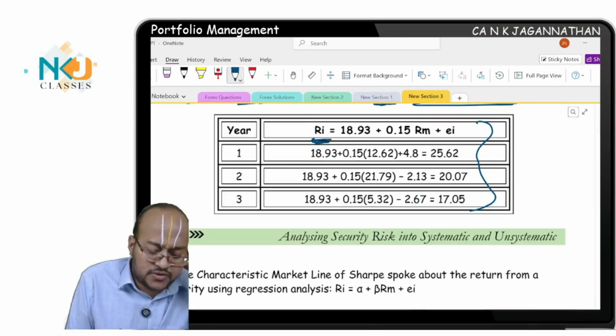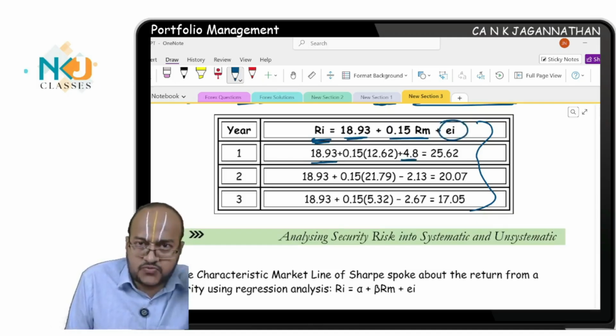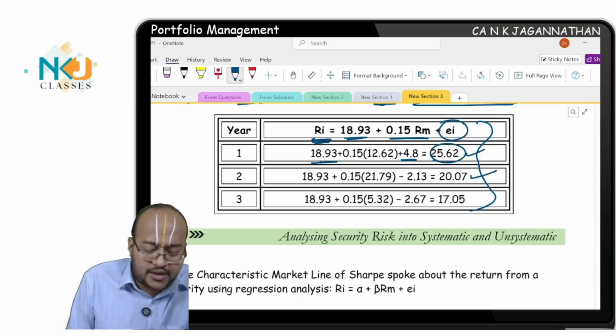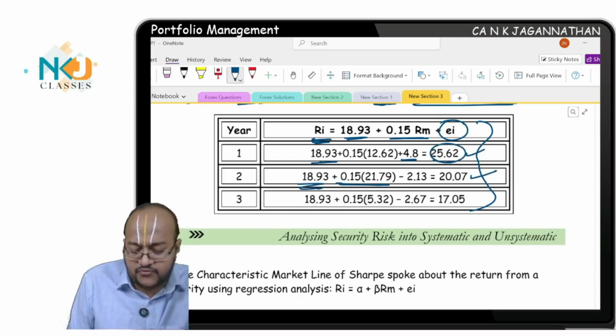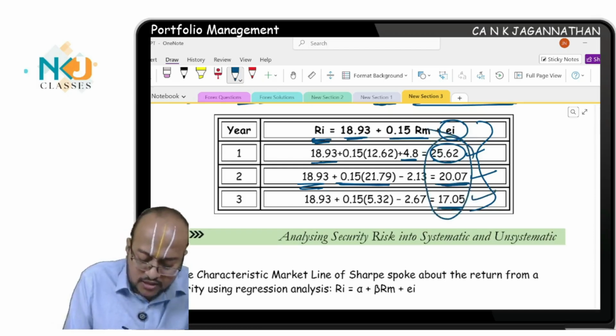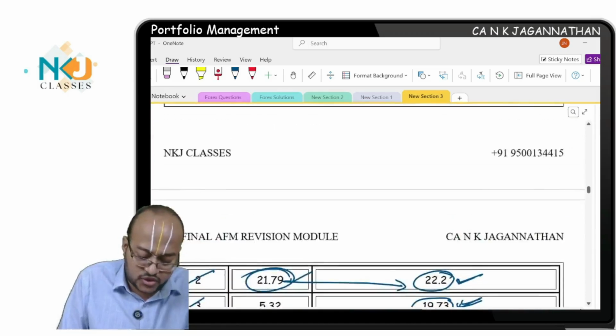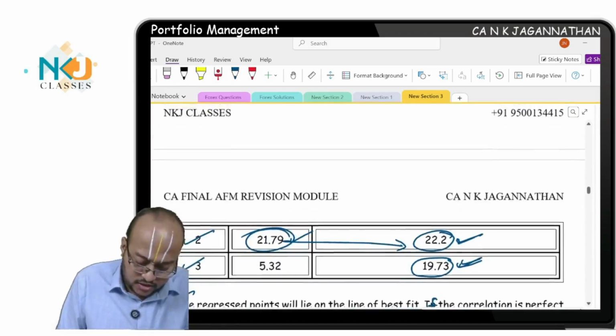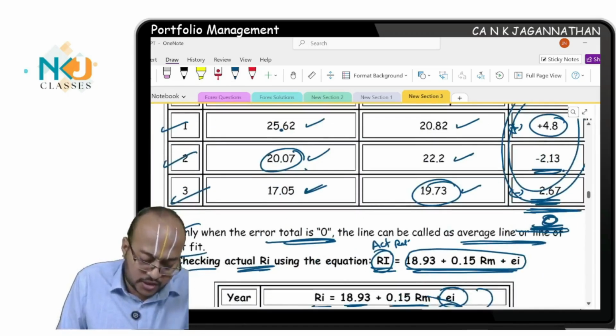So which means return of the security is 18.93 plus 0.15 Rm plus or minus the error term. Here 0.4 plus 4.48 plus 4.8, I add this 4.8, we get 25.62. Next year 18.93 plus 0.15 into 21.79 minus 2.173 on the negative side, so we will get 20.17 and 17.05. These three numbers are nothing but your regressed return which you computed here. Are these the actual return which you computed here?